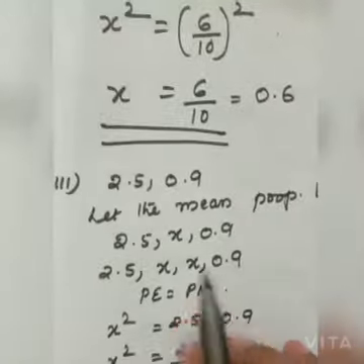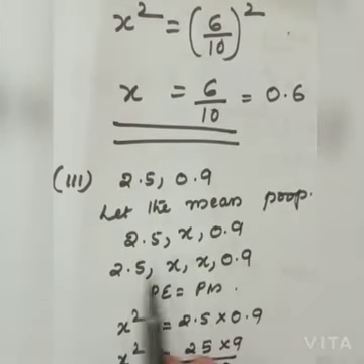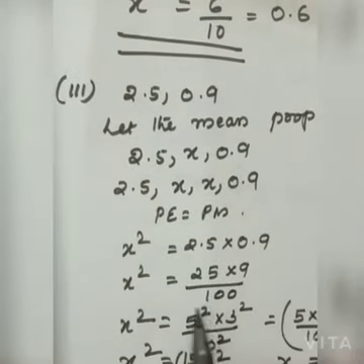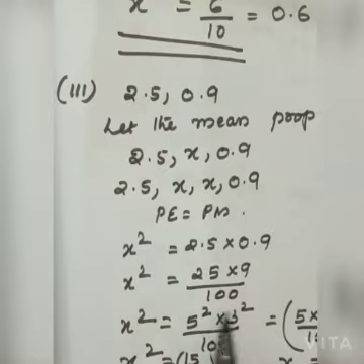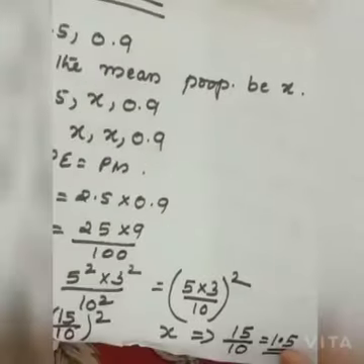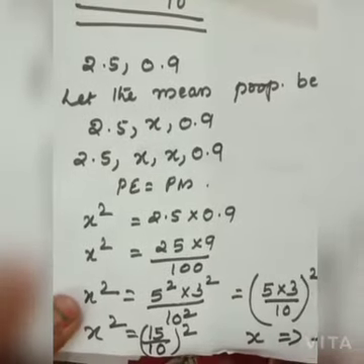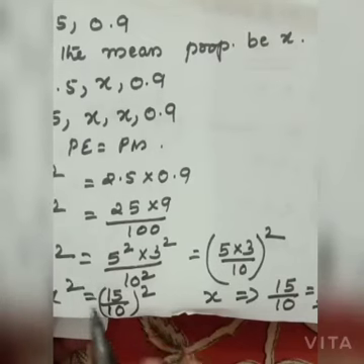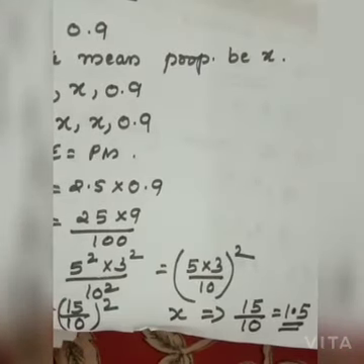Here also mean proportion, middle one is x. x will come 2 times. 2.5, 0.9, 100. 0.8 taken. So 100. Here 5 square and 3 square. Taken common bracket you take, and then 2 will cut out. You will get what? 5 3 are 15 by 10 the whole square. 2 cut out. So x equal to 15 by 10, that is 1.5.